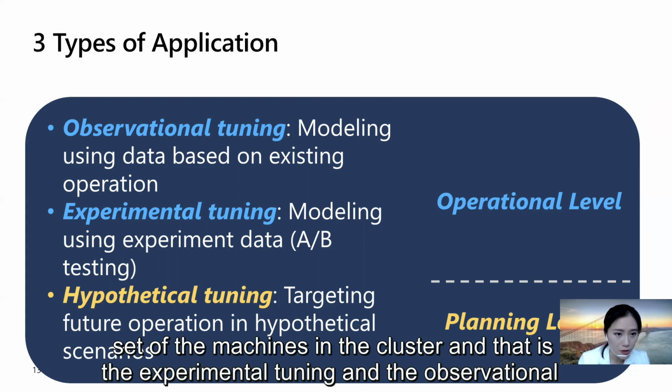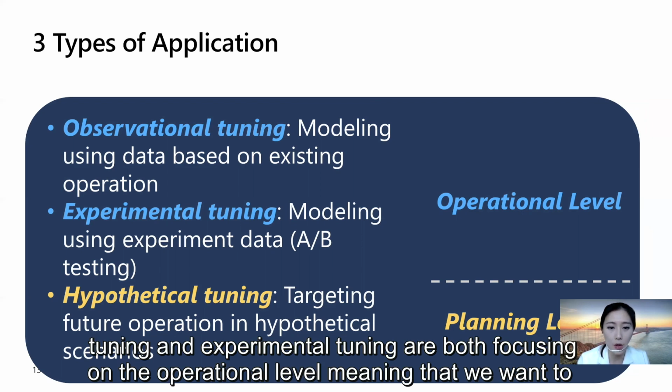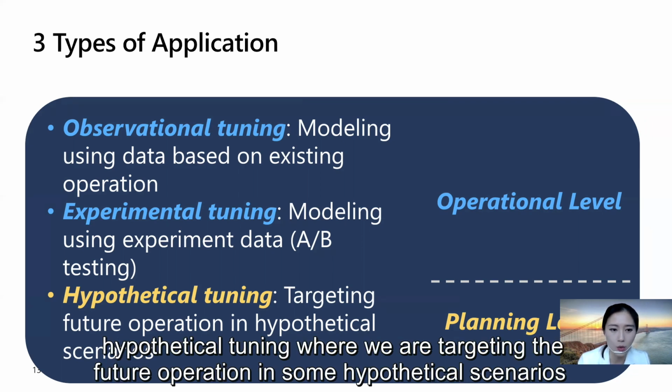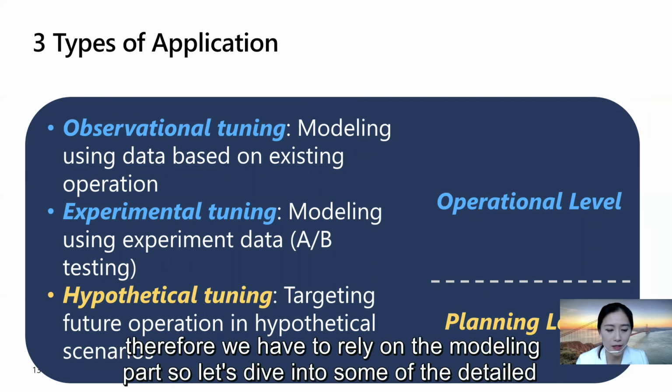Observational tuning and experimental tuning both focus on the operational level, meaning that we want to improve the current operation of the system. While the third application type is hypothetical tuning, where we are targeting future operation in some hypothetical scenarios. Therefore, we have to rely on the modeling part.